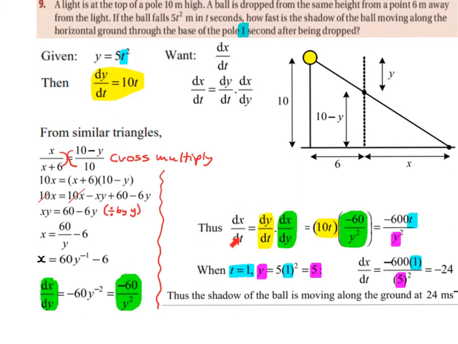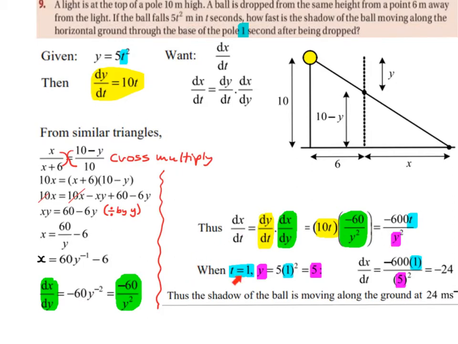Thus, dx/dt is going to be dy/dt multiplied by dx/dy. We had that in the previous slide. dy/dt we know is 10t, so we have 10t in brackets. dx/dy we just worked out to be minus 60 over y squared in brackets. And multiplying, we get minus 600t over y squared.